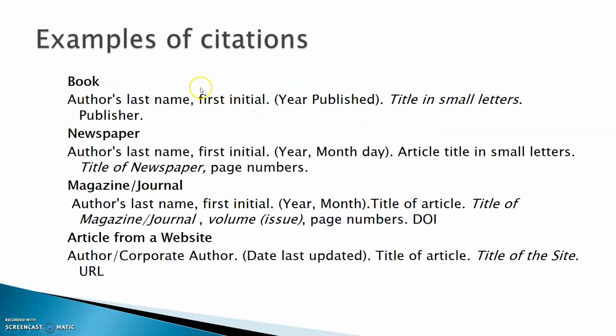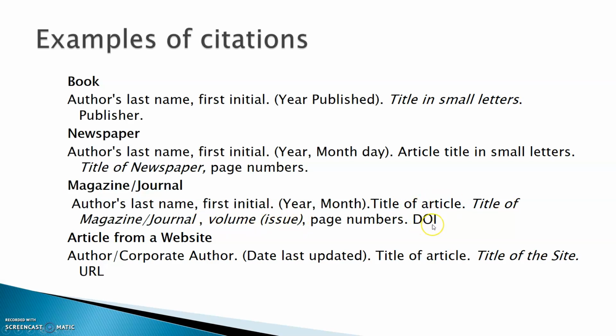All right, so there's lots of different examples. There's some crossover. Every one of these is author's last name, comma, first initial, and then the year published. Year published is always second. Title of the book in small letters, publisher. Here, it's a newspaper article, so the article title's in small letters, then the title of the newspaper, then the page numbers. Here for the magazine or journal, it's pretty much the same as the newspaper, except maybe you'll have a volume and issue number.